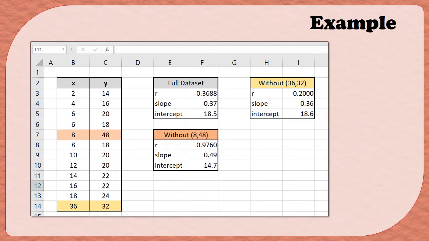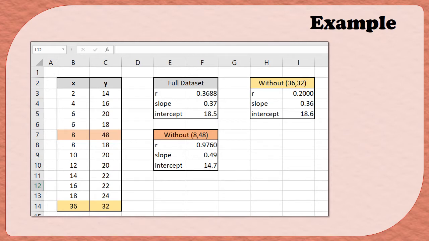So I hopped into Microsoft Excel. I entered this data, this time into columns B and C, and I did three analyses. In the gray box, I found the R value, the slope, and the y-intercept for the full data set. So this includes both the red and the yellow points. Then in that little red box where it says without 848, I pretended like 848 wasn't there, and I found the summary values for that as well. And then I did the same thing for the yellow point, 3632. So I pretended that wasn't there, and I found the summary values.